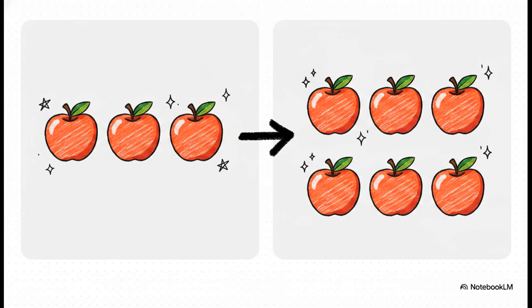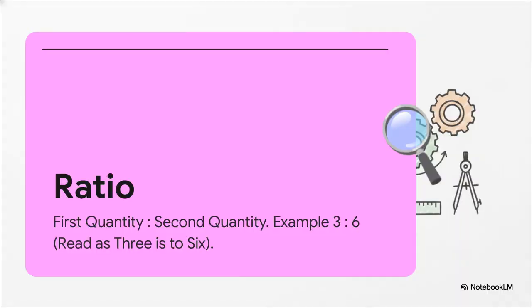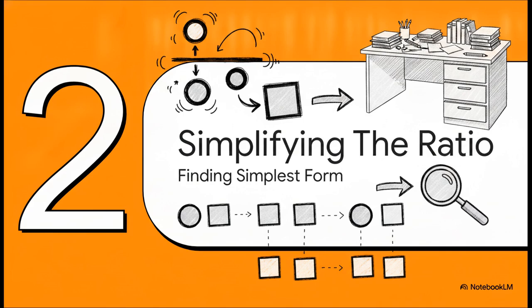Since we have 3 on one side and 6 on the other, the ratio of these two groups is just 3 to 6. Mathematically speaking, it's incredibly straightforward. A ratio is just your first quantity, a little colon symbol, and then your second quantity. For our apples, it's a 3, a colon, and a 6. And we always read that little colon symbol as "is to." So if you were reading this out loud, you'd just say 3 is to 6. Seriously, it's that easy.